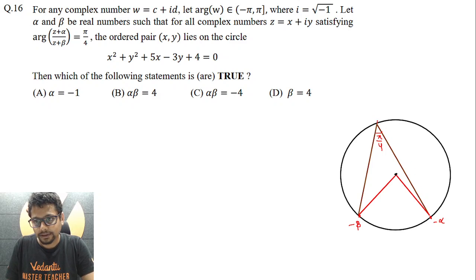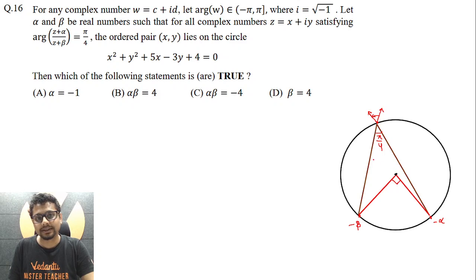Why? Because, let's say this point is z, so z minus minus beta, so z plus beta, will be essentially this direction if we think in terms of vectors, and z minus minus alpha, that means z plus alpha, would essentially be along this vector. So here argument of z plus alpha is pi by 4 more than argument of z plus beta. So this angle is pi by 4. Now if a chord subtends a 45-degree angle at the periphery, at the center it subtends a 90-degree angle.